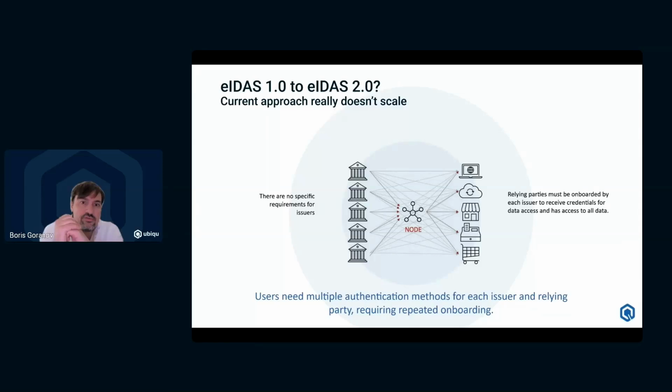But the problem is that because of the centralization, once a relying party has access to the federation, to the ecosystem, they actually have access to all the data. They can basically access the whole database of the issuer. So that means that you need to have stringent requirements on which relying parties are allowed to access your ecosystem. So that means that you don't have an open ecosystem, but a closed ecosystem.